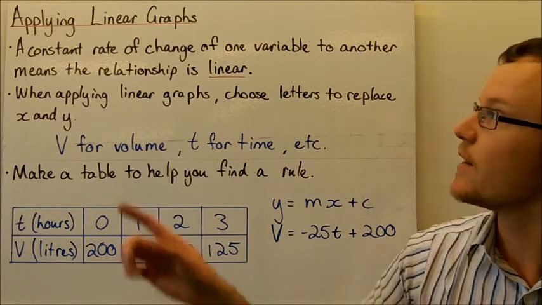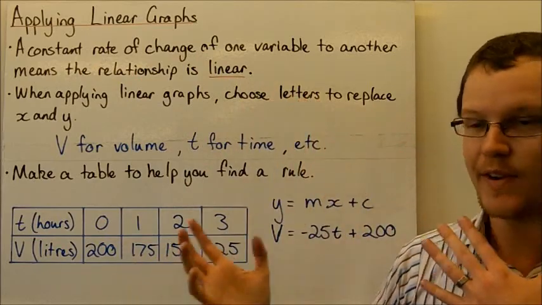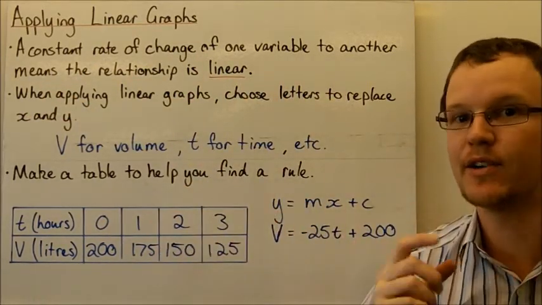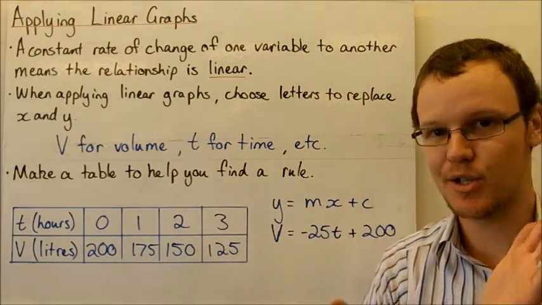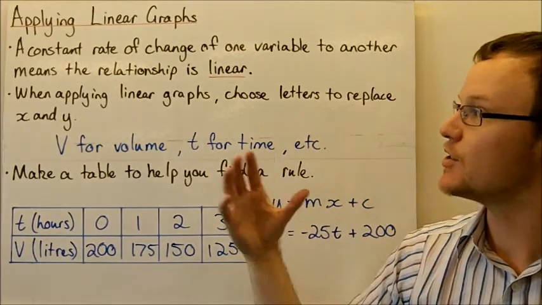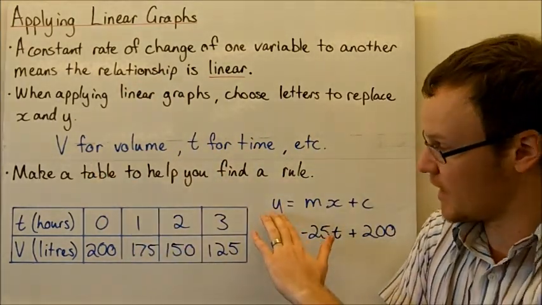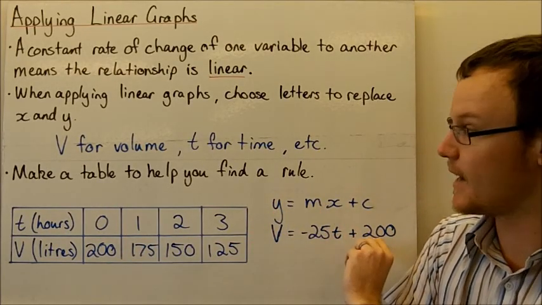Today we're going to look at applying linear graphs. A constant rate of change of one variable compared to another means that the relationship between those two variables is linear. You'll get a straight line if you plot the two variables against each other, and if you were to make a rule of that graph, you would get a rule of the form y equals mx plus c.